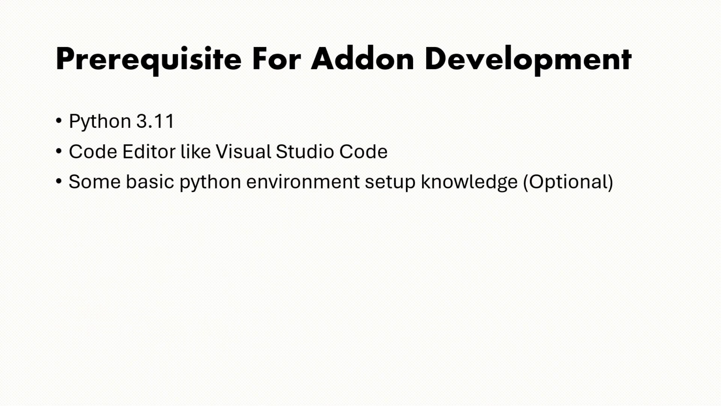Now, next, prerequisites for add-on development. Again, Python 3.11, and the next thing is a code editor like Visual Studio Code. For development of add-ons, we cannot code in Blender, alright? So we need Visual Studio Code or some editor, whatever editor you are comfortable with. Now the next point is optional. It is Python environment setup knowledge. I will tell you why it is important in the later videos, when we reach that part of the tutorial.